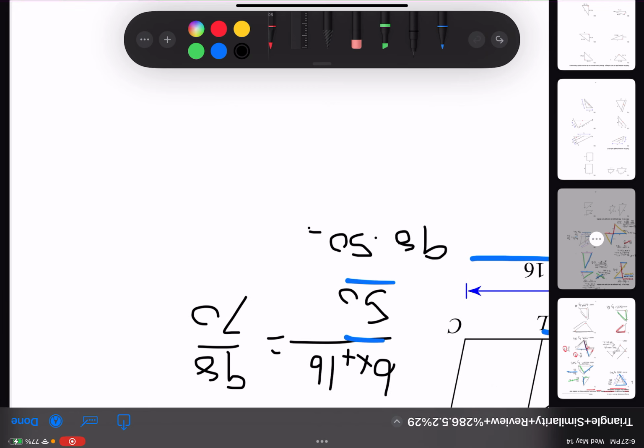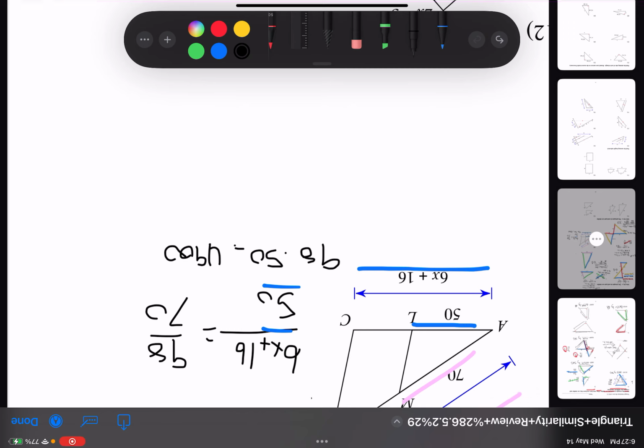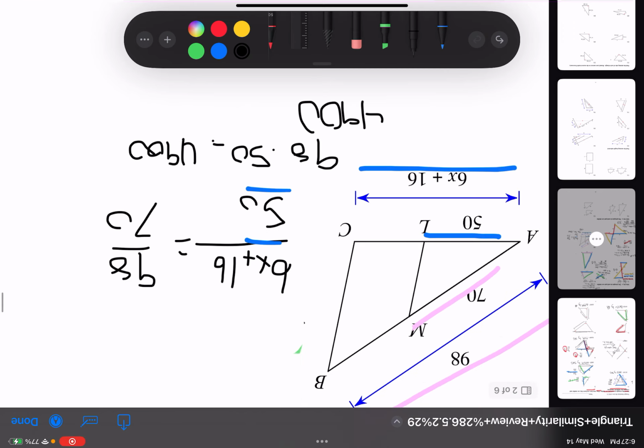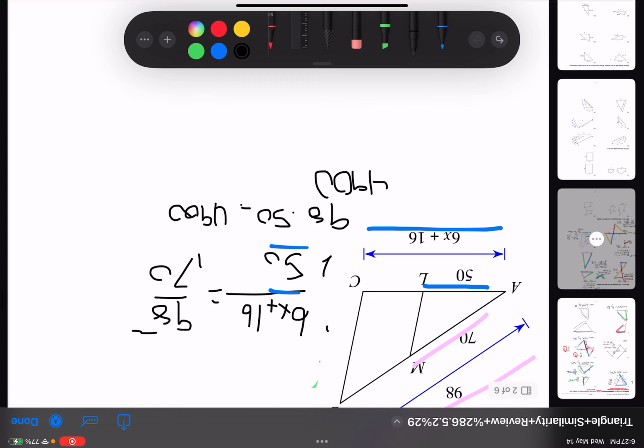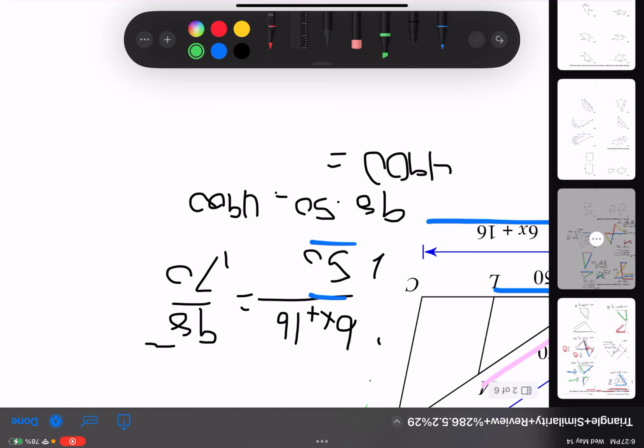98 times 50 is equal to 4,900. So this is our first line, remember? She always says this one first, and this one, and then this one second, but I don't really care. How about them apples? Now we just did our first line right here.